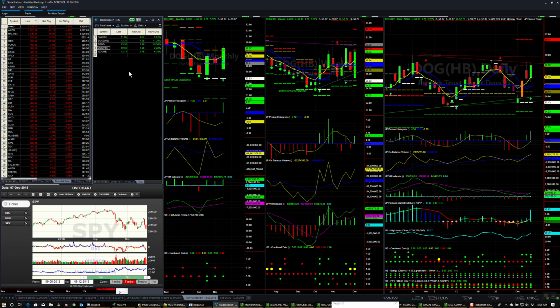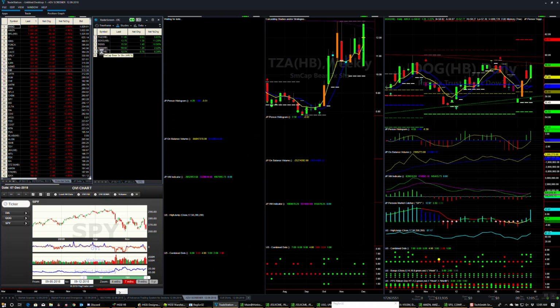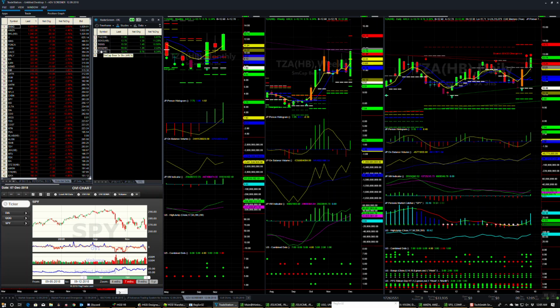And then small stocks, TZA, or ETFs that go up when the small stocks go down. The red dots here tell me it's gone a long ways. It's sitting at resistance, probably will stall here. So I look at a lot of things. What can I tell you? One, this market looks very weak.